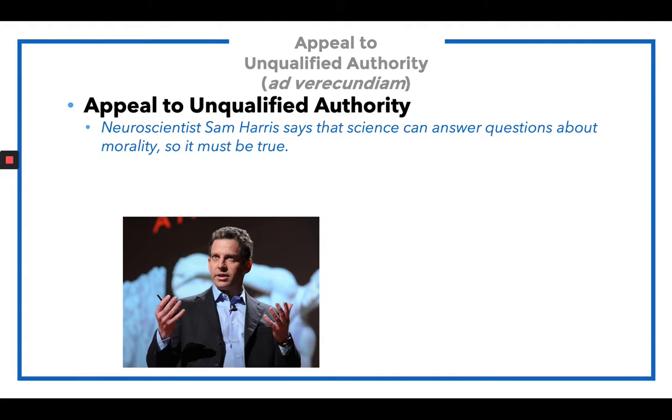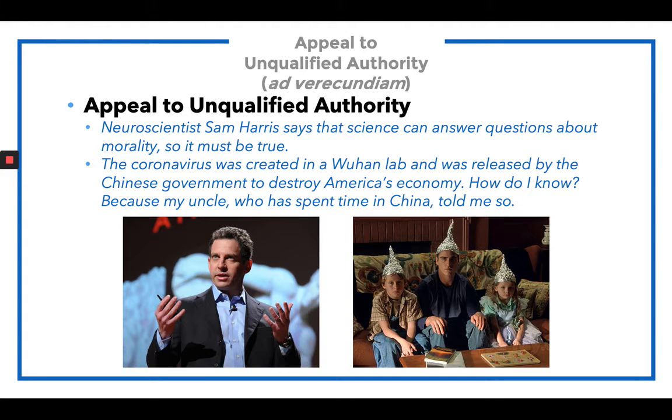Now that's one way an appeal to an unqualified authority might crop up. Here's another one, something like a conspiracy theory. For example, the coronavirus was created in a Wuhan lab and was released by the Chinese government to destroy America's economy. How do I know? Because my uncle, who spent time in China, told me so. Of course, the fact that your uncle has spent time in China gives him some insight into what China's like. It doesn't make him an authority on where the coronavirus came from or whether or not the Chinese government was involved in creating it. Presumably it wasn't. So this, again, is a bad argument. It's appealing to the wrong kind of authority.